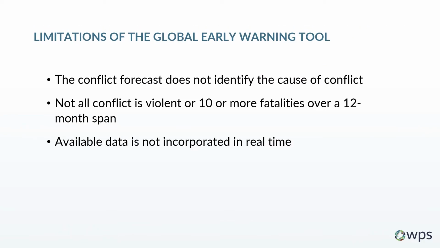Second, the conflict forecast does not incorporate causation. As mentioned, the causes of conflict must be analyzed through regional studies and should not be inferred based on the predictor variables or underlying data on the map. Additionally, the conflict forecast represents violent conflict with 10 or more fatalities within a year. Therefore, not all conflict is considered by the model, and violence may occur despite a forecast of peace. Finally, not all input data on the map is real-time, as several datasets are only released annually. The model is trained to account for this delay, but the user should be aware when inspecting underlying datasets through the interface.